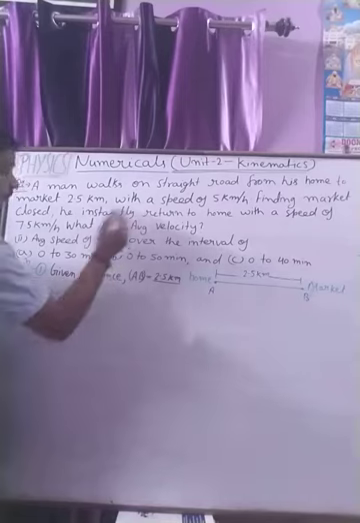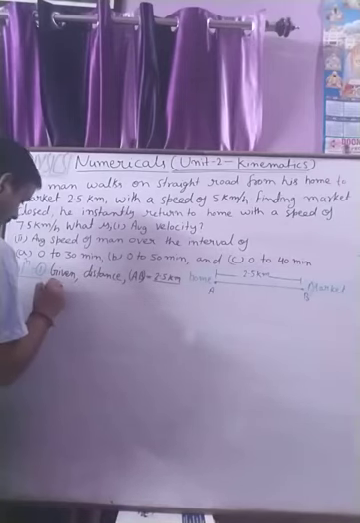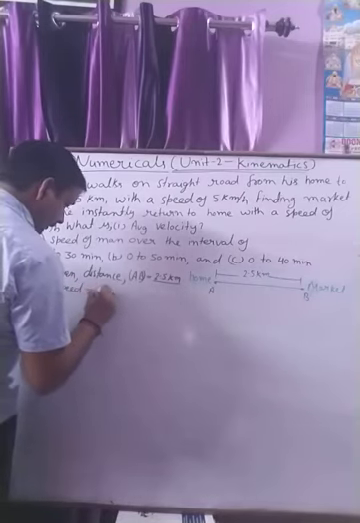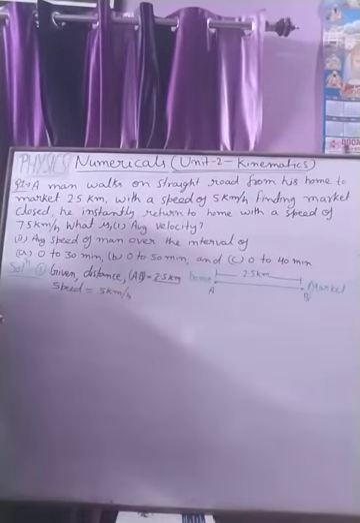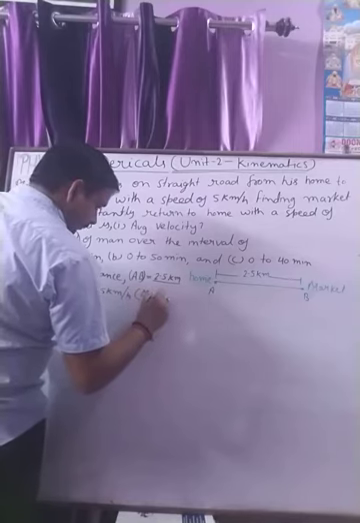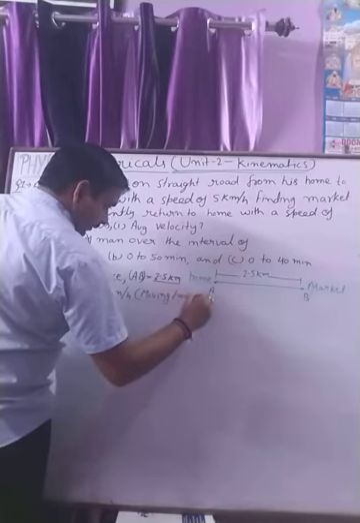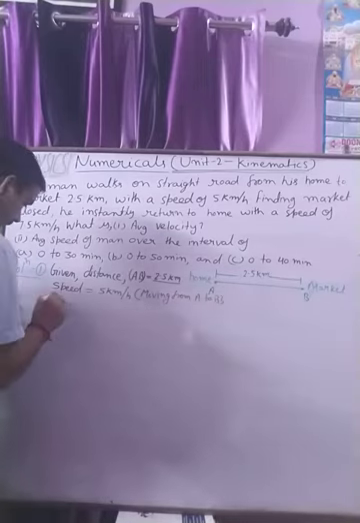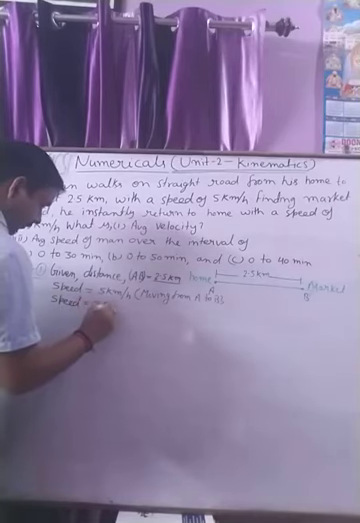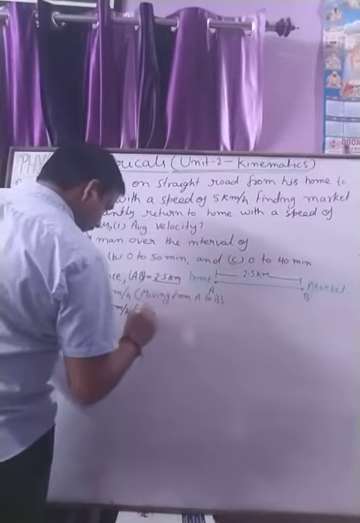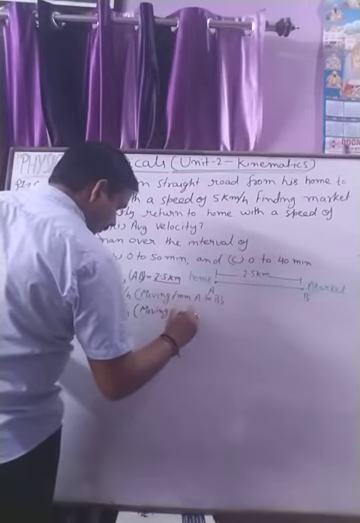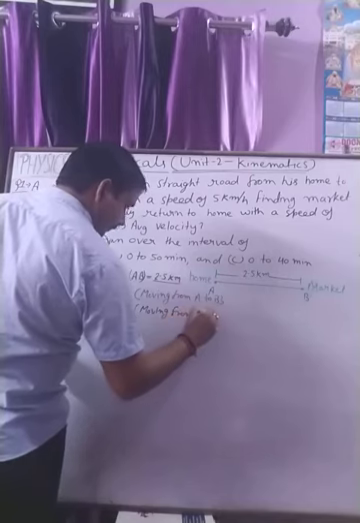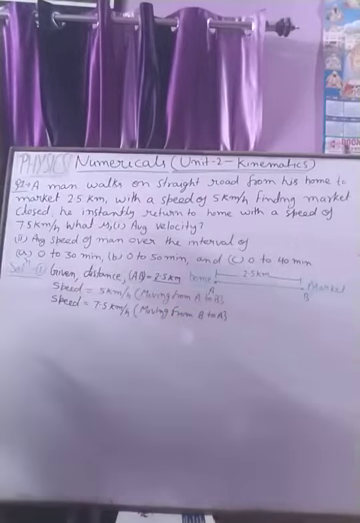Second, the speed of the man is 5 kilometers per hour, moving from A to B, when he is going from home towards the market. Okay. Second, speed 7.5 kilometers per hour, moving from market to home, or moving from B to A.